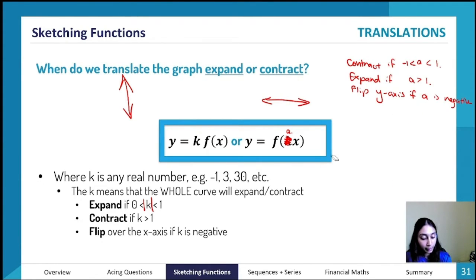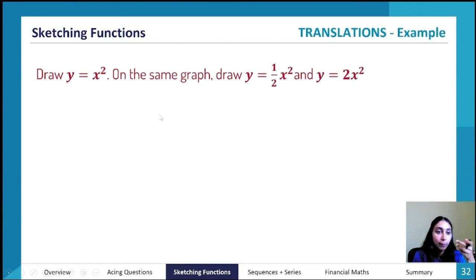So with that in mind, for this example, you can choose which one you'd like to use, a or k, and answer these parabola questions. So using the same correct techniques necessary to get full marks in your graphs, draw y is equal to x squared, and on the same graph, y is equal to a half x squared and y is equal to 2x squared. I'll give you a second to do that.